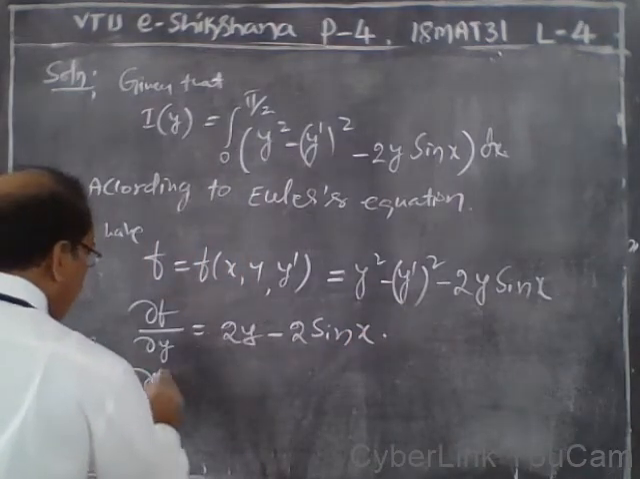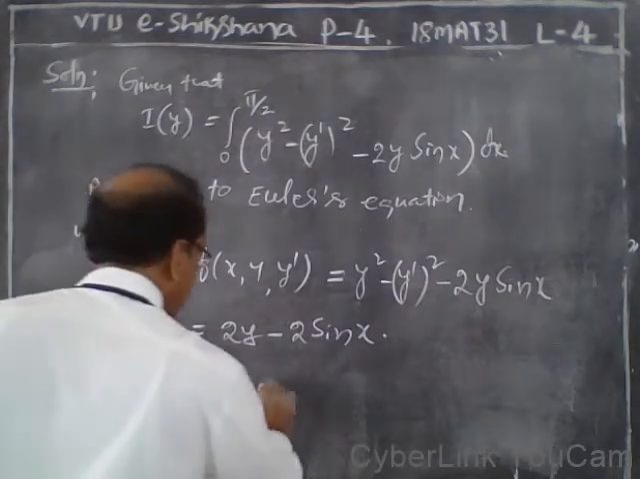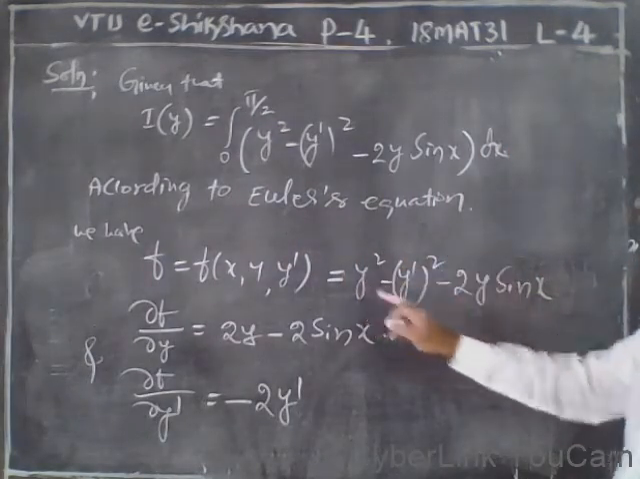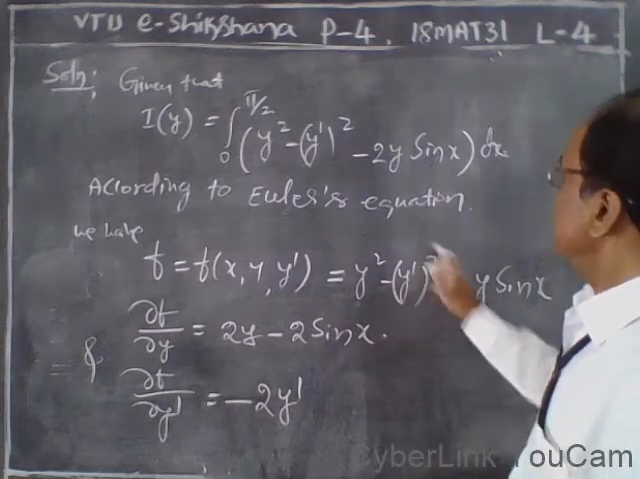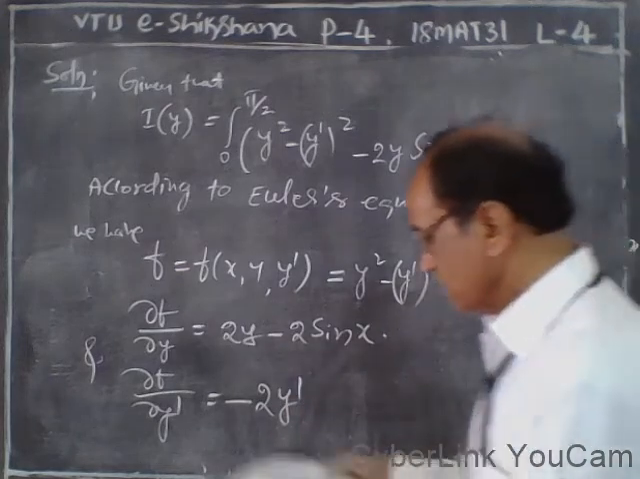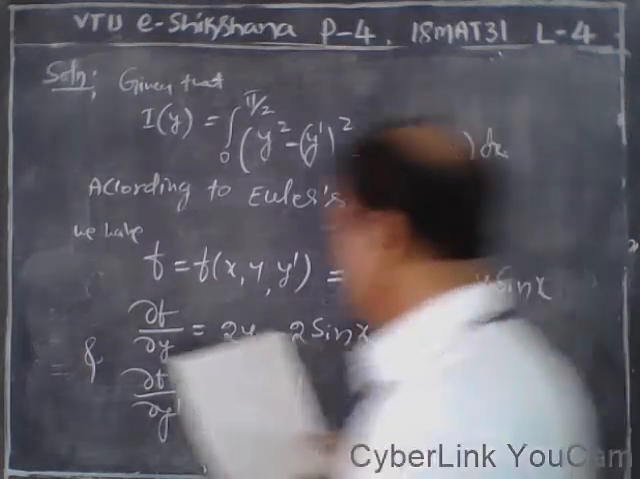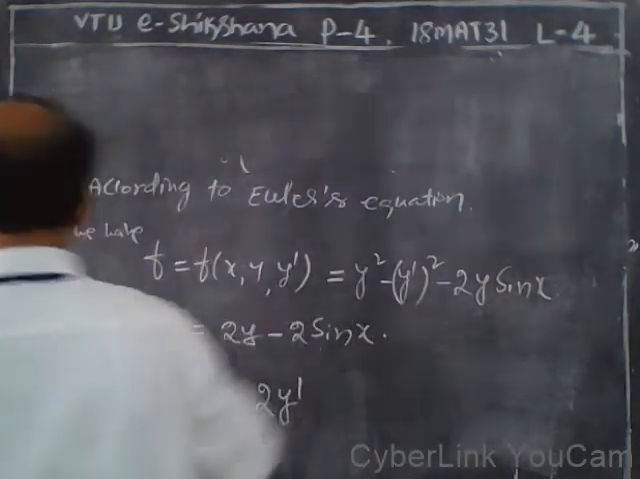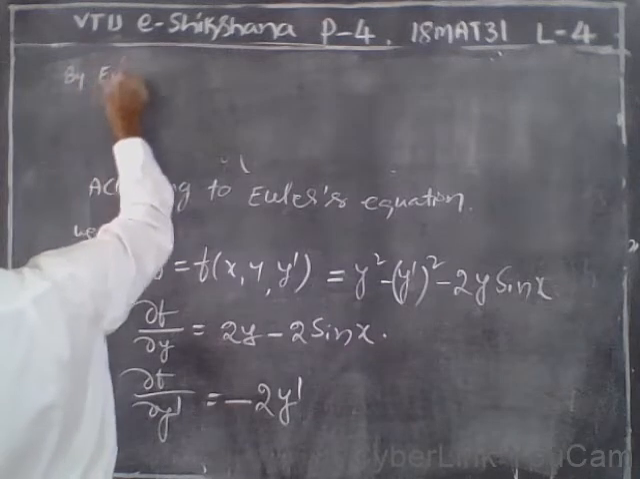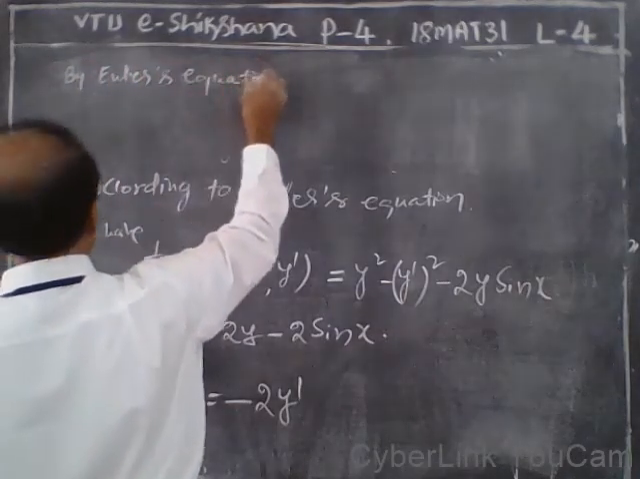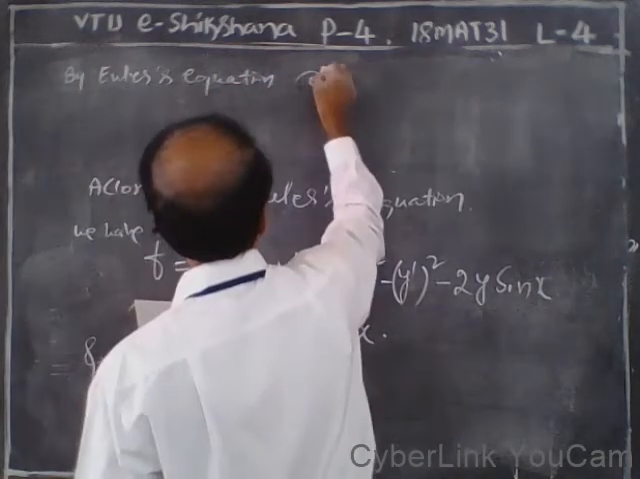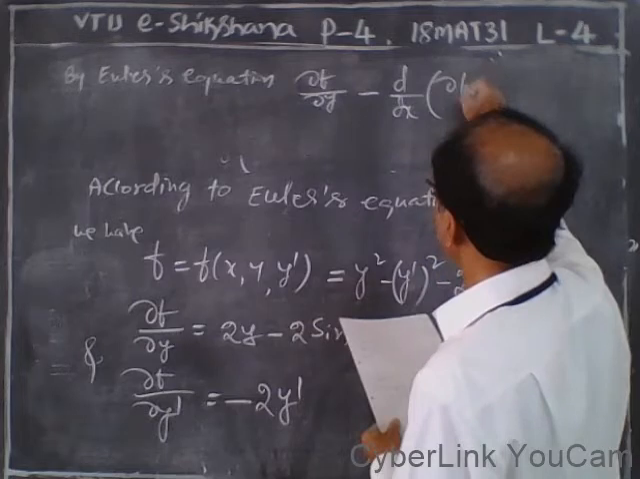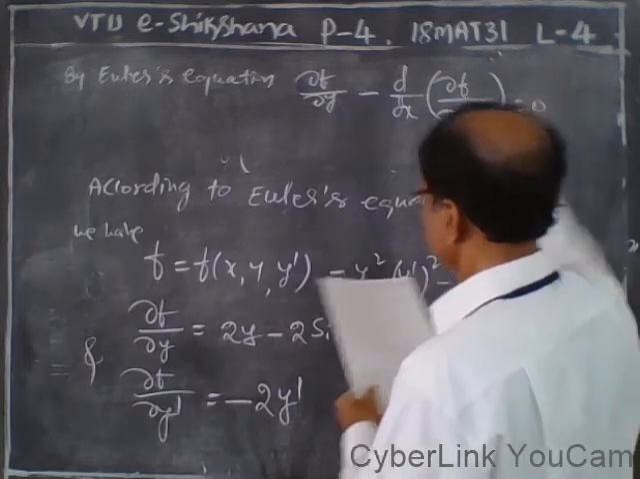And del f by del y dash is equal to minus 2 times y dash. This is 0 and this is 0 because the first term and third term are not containing y dash. Then differentiation of this is minus 2 times y dash. Afterwards, we substitute these values in the Euler's equation. So by Euler's equation, del f by del y minus d by dx of del f by del y dash is equal to 0.